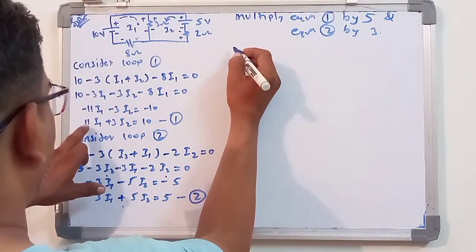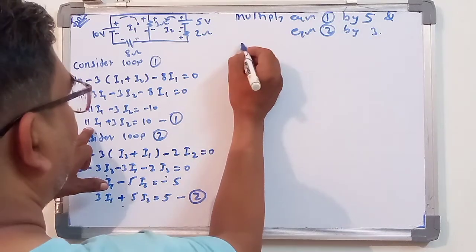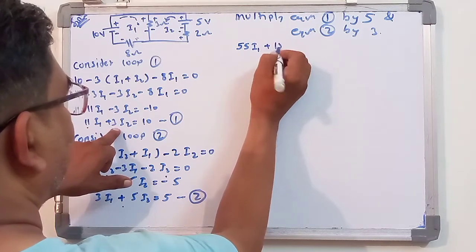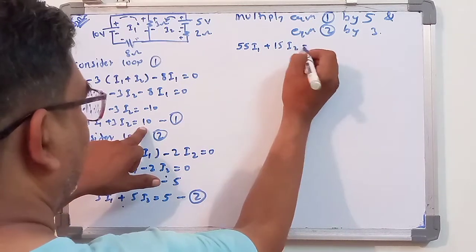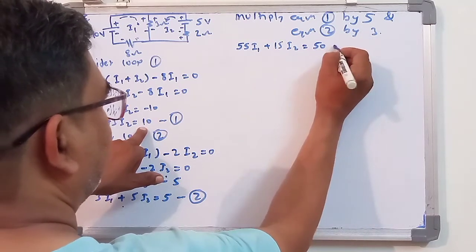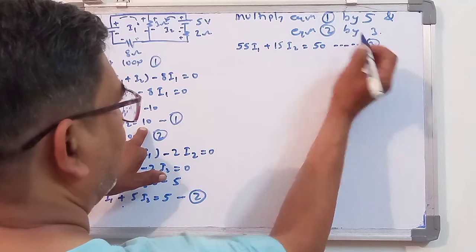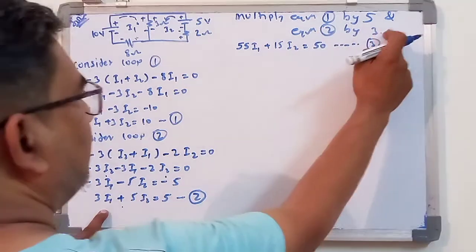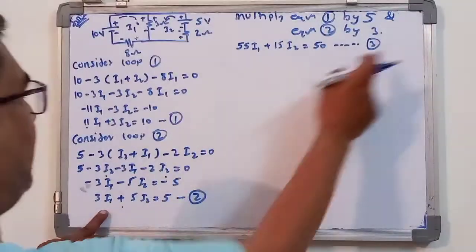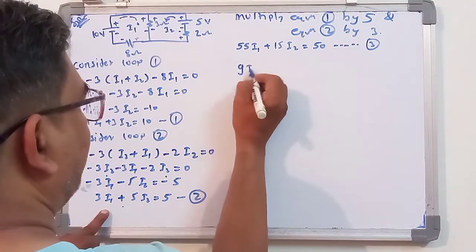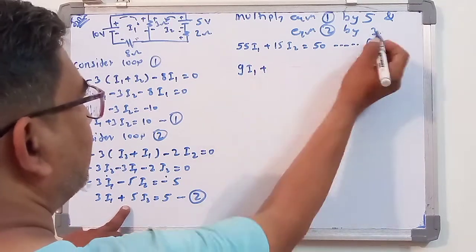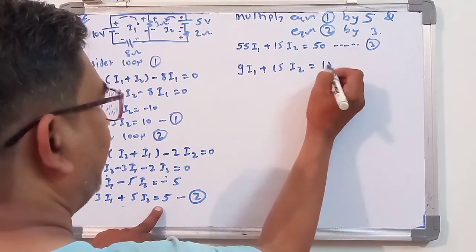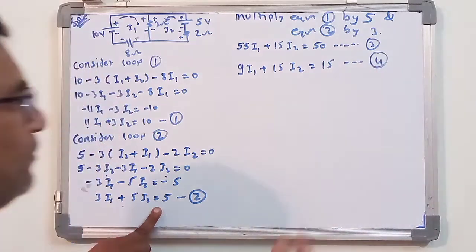So if you multiply equation number 1 by 5, what will you get? You will obtain 55 I1 plus 15 I2 is equal to 50. It is equation number 3. Then equation number 2 is this one. You have to multiply with the 3. So 3 3s are 9. 9 I1 plus 15 I2 is equal to 15. It is equation number 4.